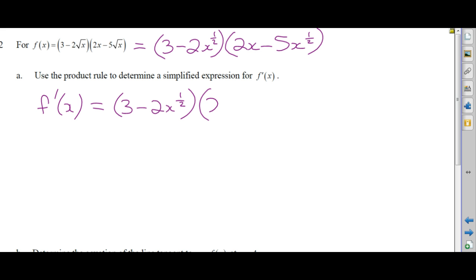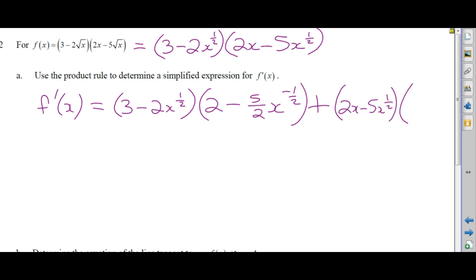2 minus 5/2 x to the negative 1/2. Okay, so you should have had some practice yesterday doing the sum and difference stuff, and especially with rational exponents. Plus the second function, so 2x minus 5x to the 1/2, times the derivative of the first function, which is negative x to the negative 1/2.